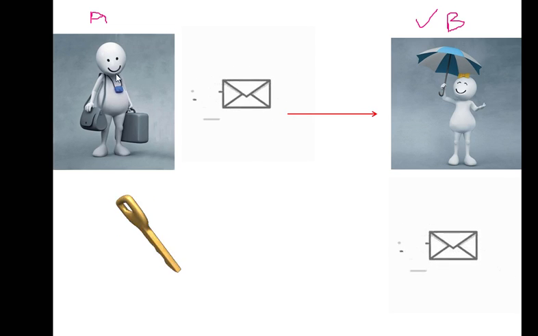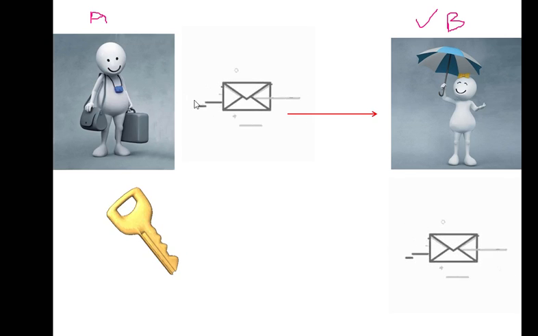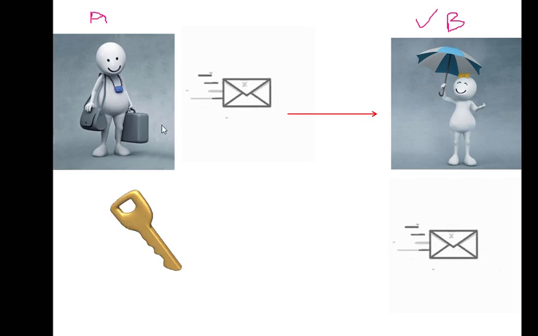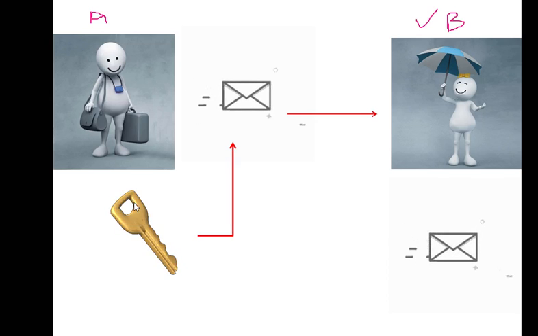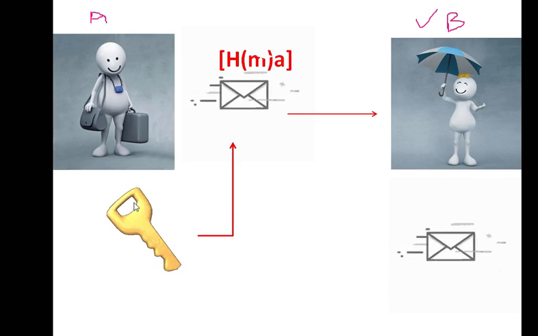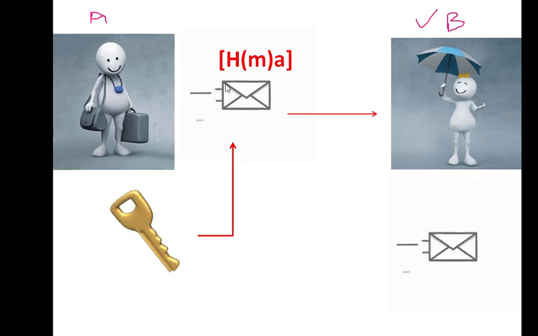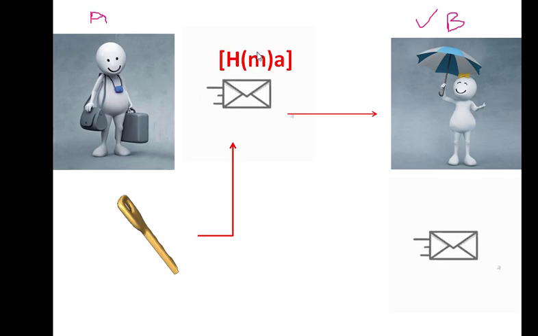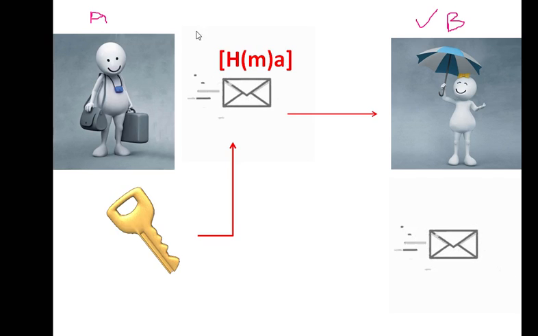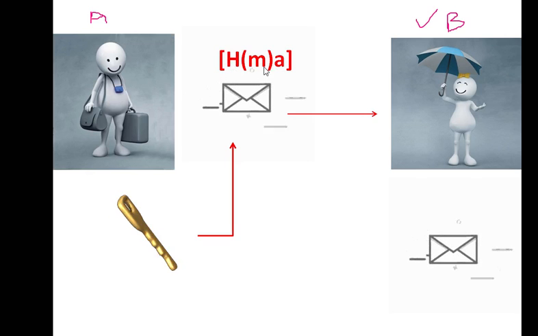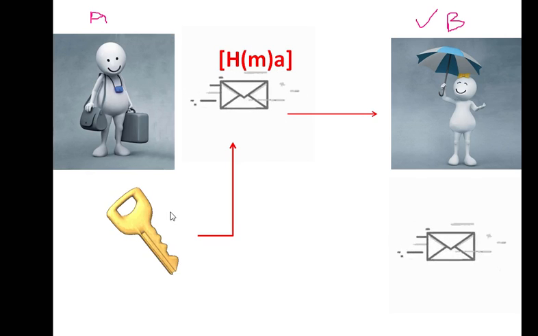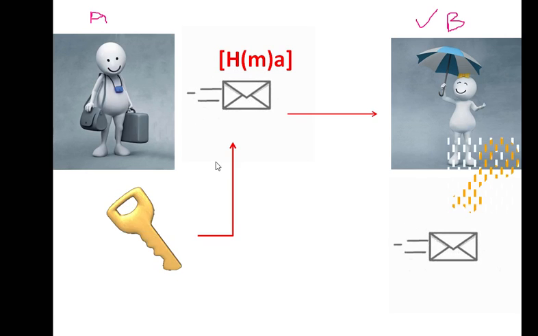Sender A must encrypt his message, or the hash of the message, with the help of his private key, and he will compute his hash value. M stands for message, A for sender A's signature, and H is the hash value. He will compute it based on his private key.